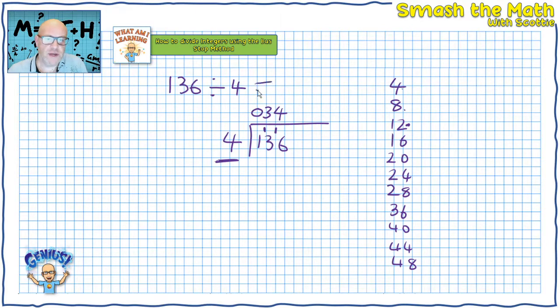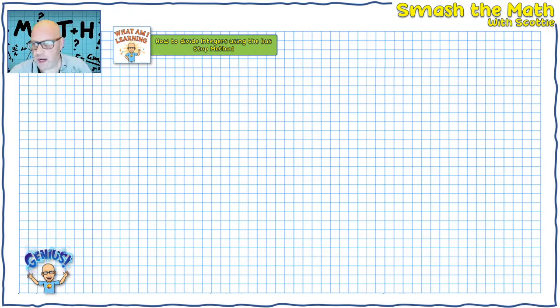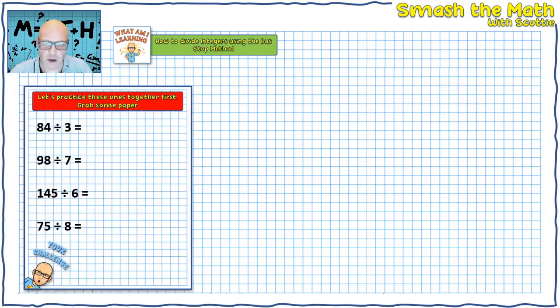So 136 divided by 4 is 34. Or there's 4 34s in 136. Okay, so that's another example. So I'm going to go over to the next slide now. We've got some more examples to have a go at. And then I want you to do these ones with me. So grab a bit of paper and have a go at some of these questions with me.